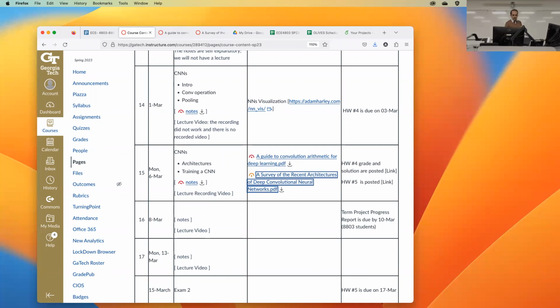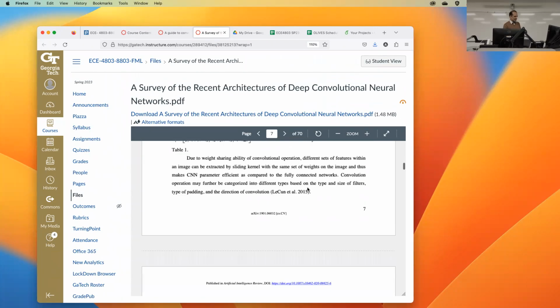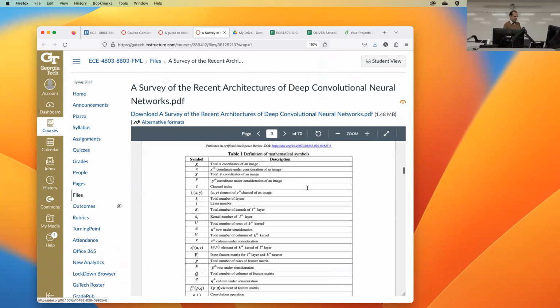Yes. Yeah, that's a survey paper, double spaced. Here it is. Not bad. It's a very easy read.